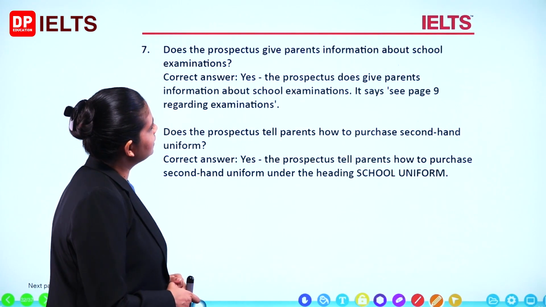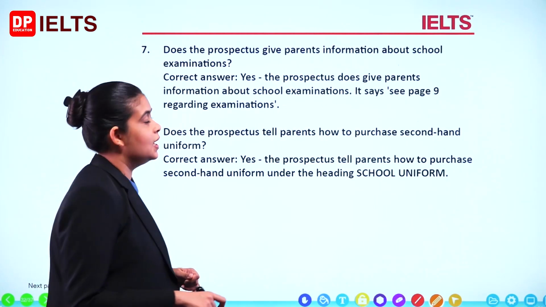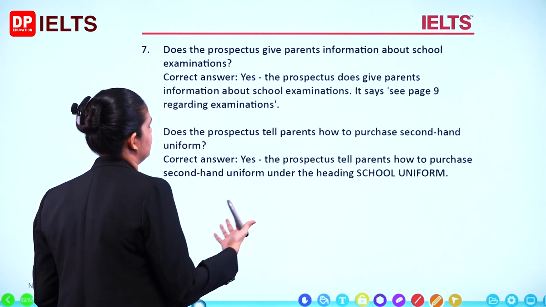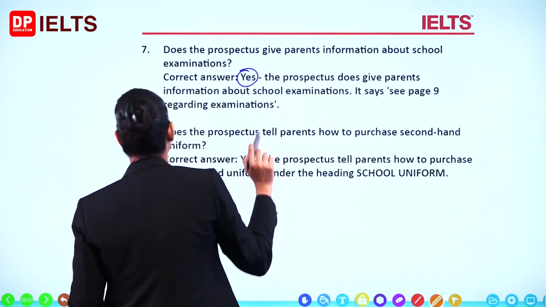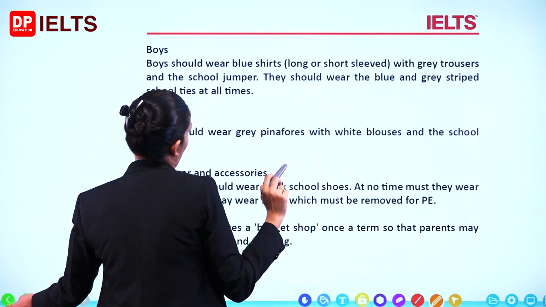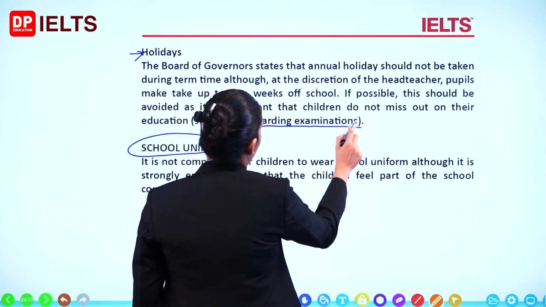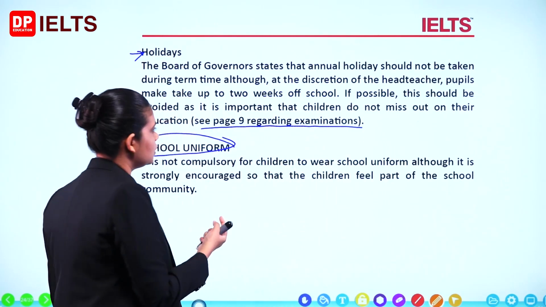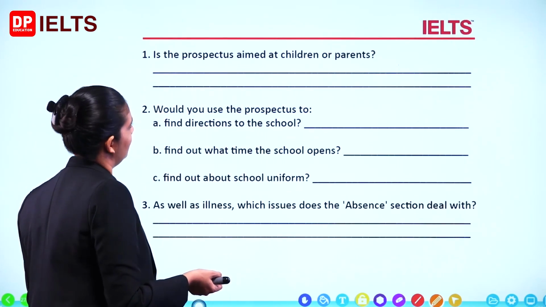Does the prospectus give parents information about the school examinations? It doesn't give details, but it does tell us that on page 9, you could find details about examinations, right? So it was here: see page 9 regarding examinations. It's not really here, but you could read through page 9. So yes, it does have it, okay?